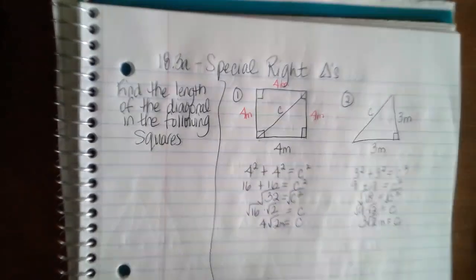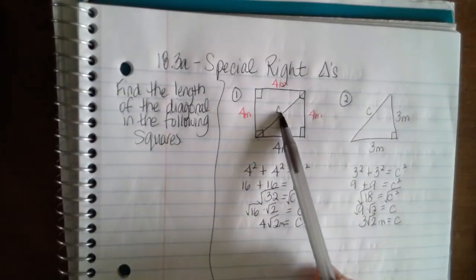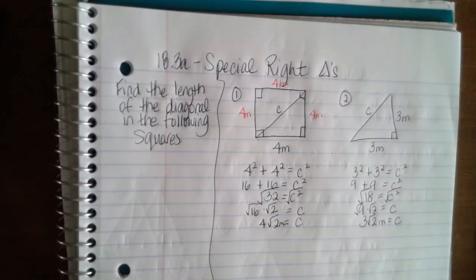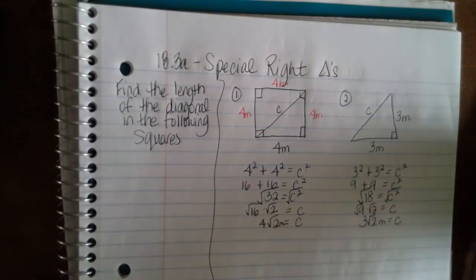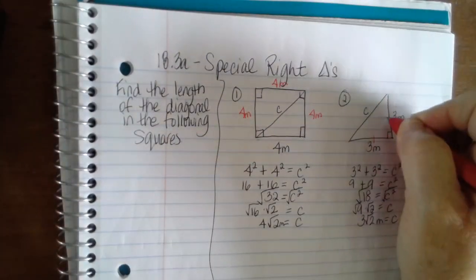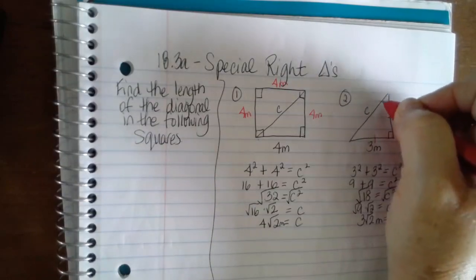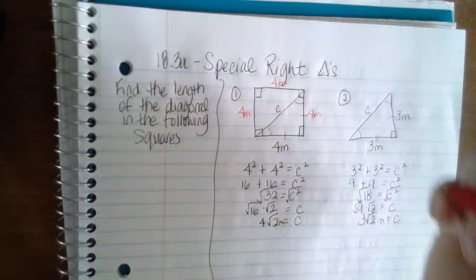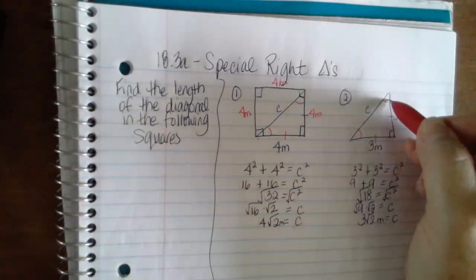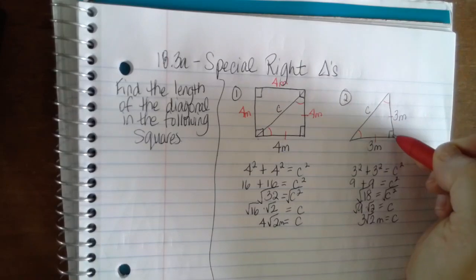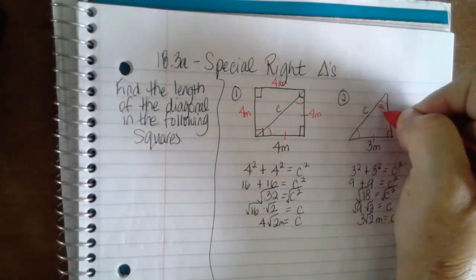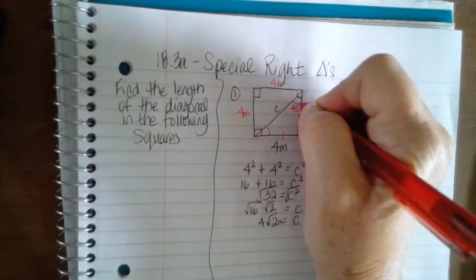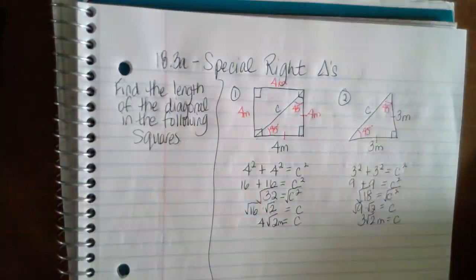Now, what do you notice about both of those? You notice that 4, 4, 4 root 2. 3, 3, 3 root 2. So this is called a special right triangle. Now, something you need to remember as well. If these are the same, it means these angles are the same. It's an isosceles triangle. So if they're the same, I do 180 minus 90 divided by 2. I get each of these to be 45 degrees, which means up here, these are also 45 degrees.